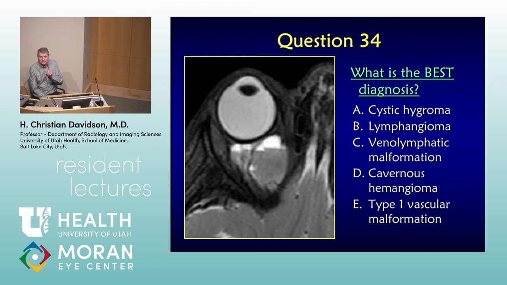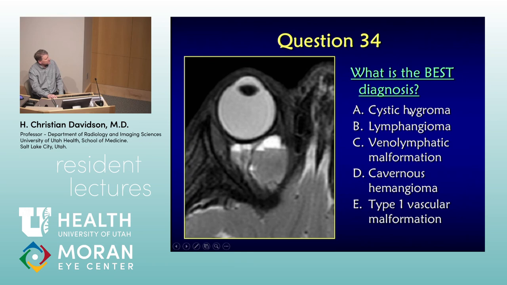And the reason is because of these. This is multilocular with fluid layers, which means this is a repeated hemorrhage multilocular lesion. I would call this a venolymphatic malformation. It's a malformative lesion, and it often presents in kids. It can have these serial events. They will often have sudden vision loss because of hemorrhage. And over time, you build up these fluid layers.